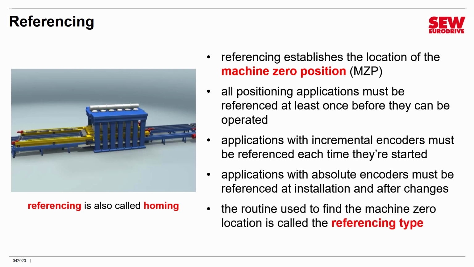The routine that you use to find machine zero, in other words, the way you reference the drive, is called the referencing type. Most VFDs that do positioning have several ways of doing it. MOVI-C is no exception.